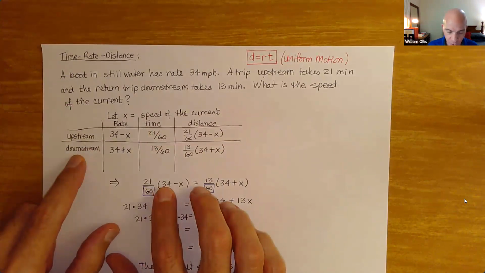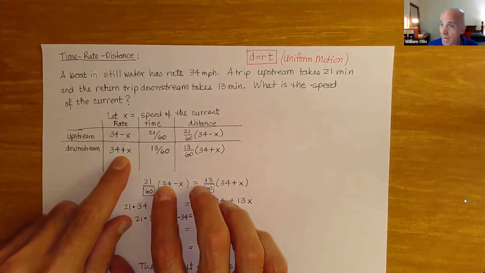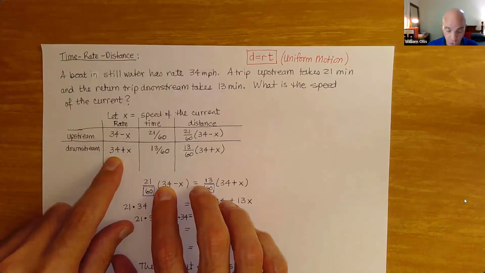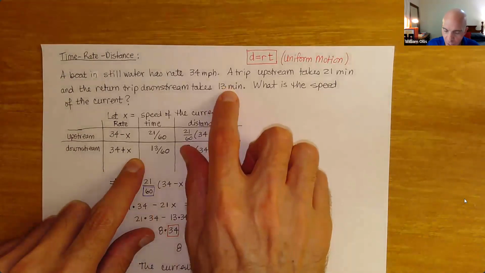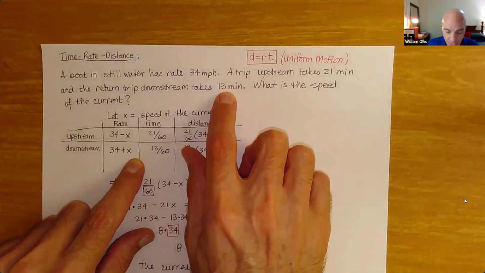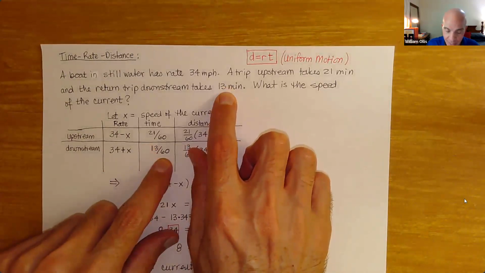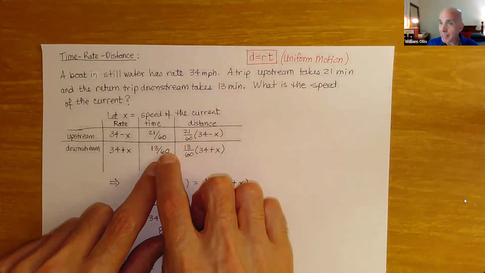So now, of course, downstream, the current is helping you out. That is, it's adding to the 34. So we have 34 plus X. And of course, again, we know it's better because it takes less time. So we have 13 divided by 60 to give us the equivalent time in hours.